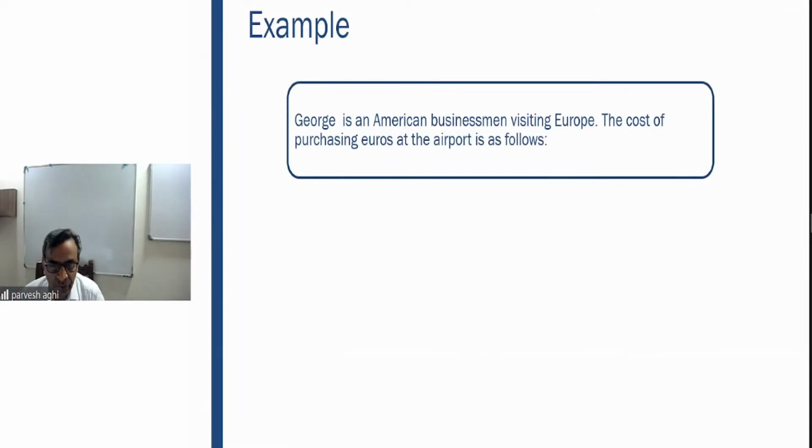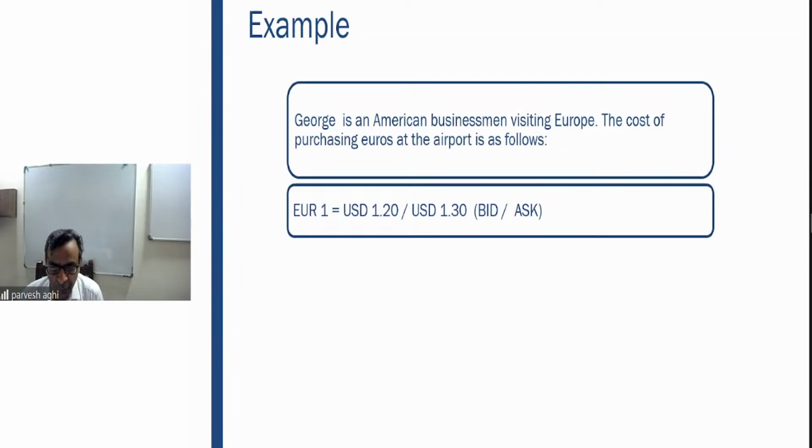Okay, now we are going to do some questions, and there'll be some questions that will be thrown at you. George is an American businessman visiting Europe. The cost of purchasing euros at the airport is as follows. Suppose there's a person called George. He's an American businessman, and he's visiting Europe. So he goes to the airport and finds that 1 euro is equal to USD, that is dollar, 1.2. So this is the bid rate, and the ask is 1.3.